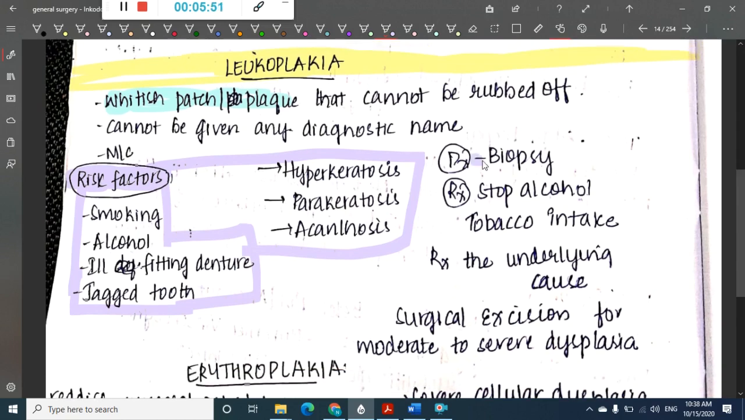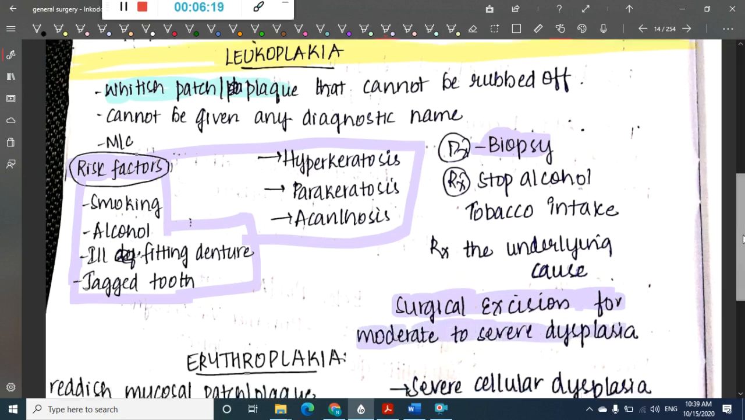For the diagnosis we should do biopsy of leukoplakia, and here you should ask the patient to stop alcohol or tobacco intake, and the treatment is mainly to treat the underlying cause. If there is alcohol, you should ask the patient to stop alcohol. If there is ill-fitting denture, you will have to remove it. So you will have to first treat the cause. If there is moderate to severe dysplasia, in order to prevent it from landing up into carcinoma, we should do surgical excision.